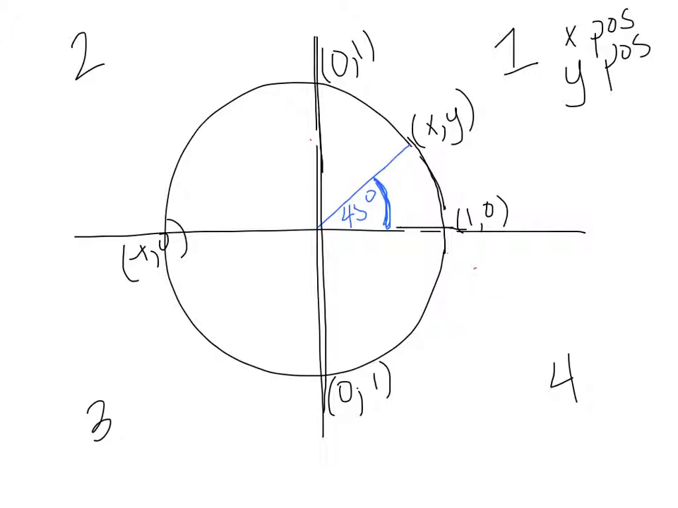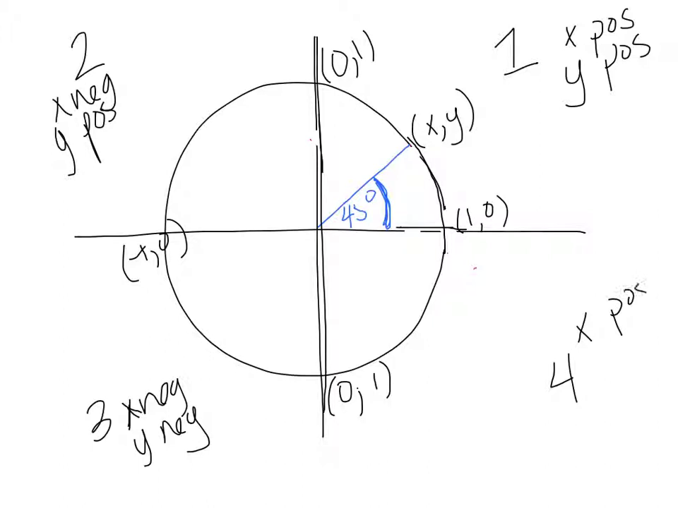What about an angle in the second quadrant? What would x be? X would be negative. What about y? Positive because it's above the x-axis there. What about the third quadrant? What would my x be? X would be negative. What about the y? It would be negative because you're below your x-axis. What about the fourth quadrant? What would your x values be? Positive, and your y's? Negative.